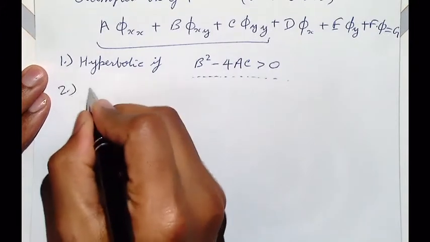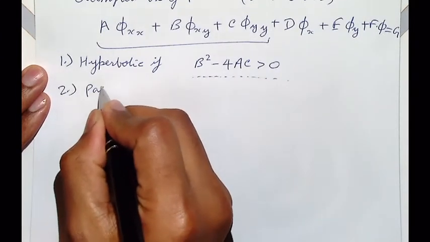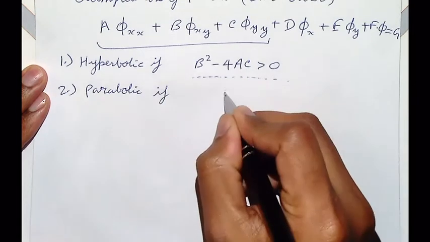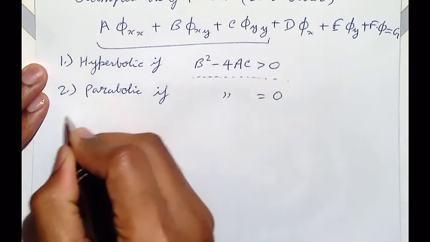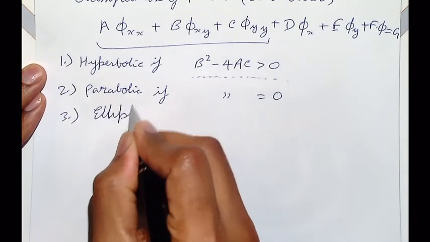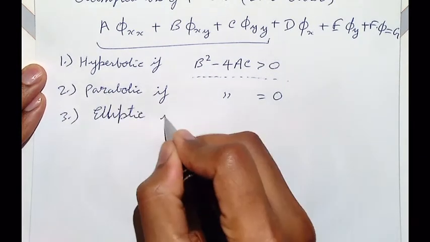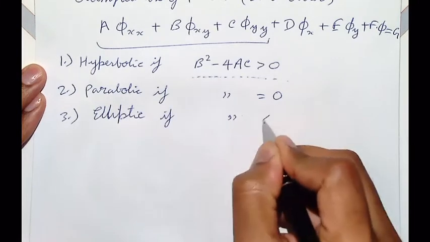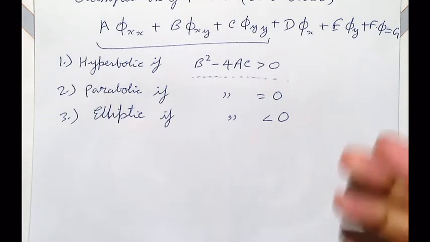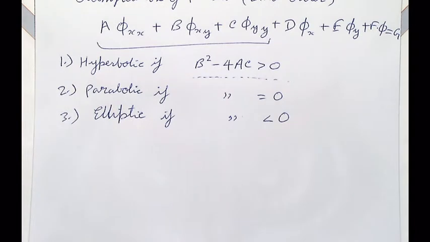And it's called parabolic if this is equal to 0. And it's called elliptic if this is less than 0. So have you seen this before, this sort of classification? Yeah, right. So now do you know how this relates to how the solution behaves?